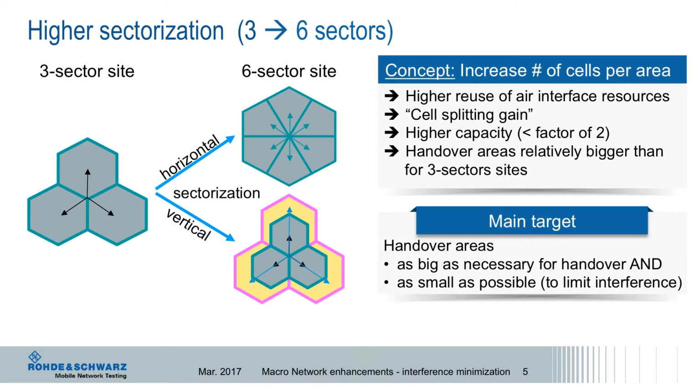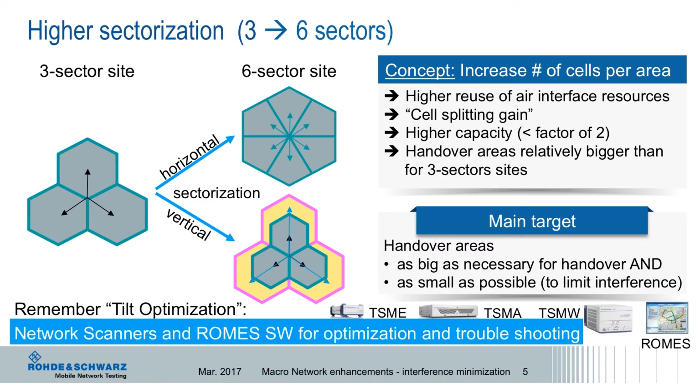The main target here is that the handover areas should be as large as necessary for making the handover functional, and as small as possible to limit the interference in the cell. Limiting the interference reminds us of the antenna tilt optimization. So pretty much the same instruments are used here: network scanners and the ROMES software for optimization and troubleshooting.